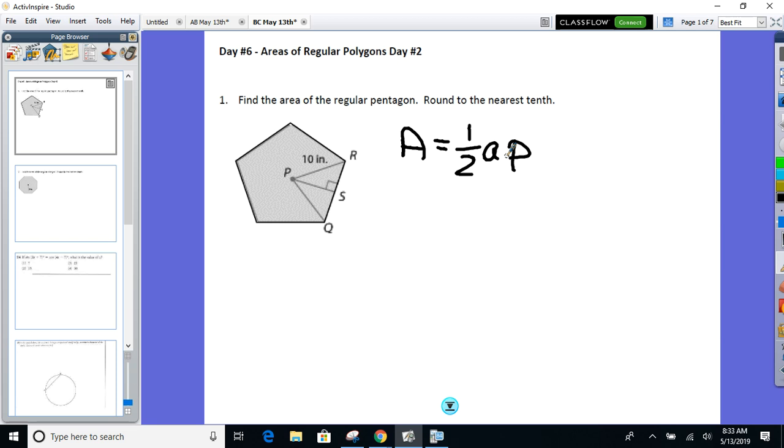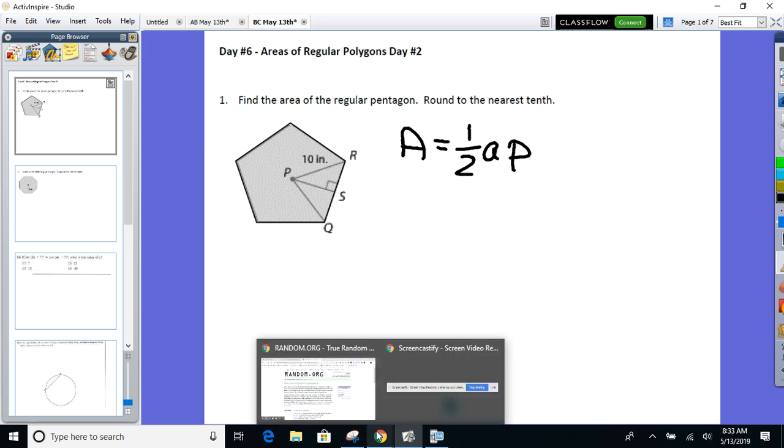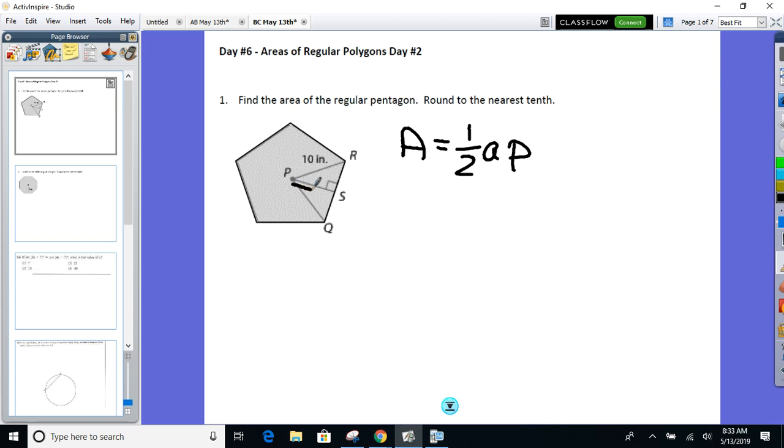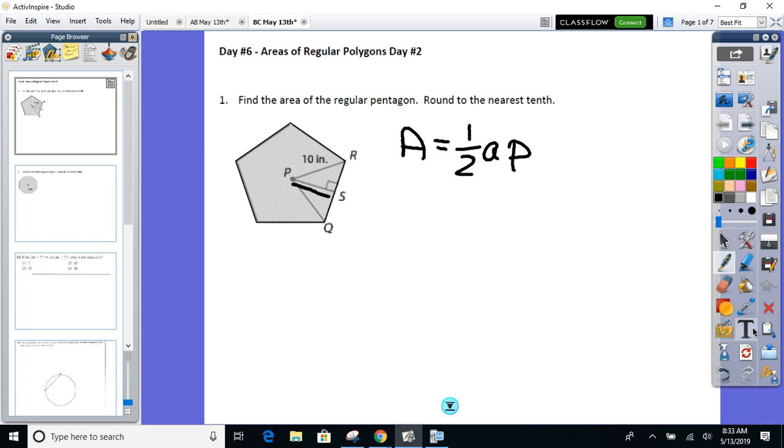So I'm not given the apothem or the perimeter here. I'm just given this 10. What do we call that 10 right there? That's the radius length. So how do I get to my apothem length and a side length so I can multiply it by 5? Well, I'm still going to tackle this the same way we did on Friday. Find angle RPQ in your group right now. What is angle RPQ, that full angle?